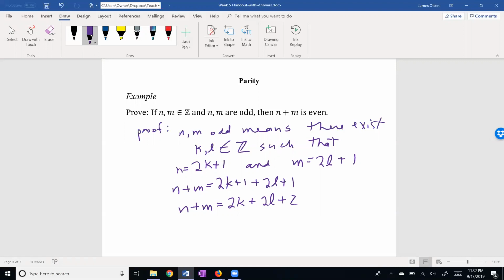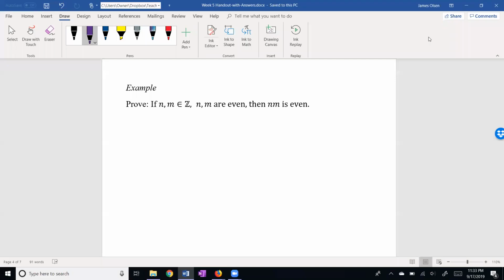You might pause the video to see if you can think about what the next line of the proof is. I'm going to factor out 2. 2 is a factor. And when 2 is a factor, it's even. 2 times something. Whoops. That should be an l. 2 times k plus l plus 1, and by closure in the integers, that is an integer. So my conclusion here is that m plus n is even. Once you start getting the feel for these, the proofs are quite nice.